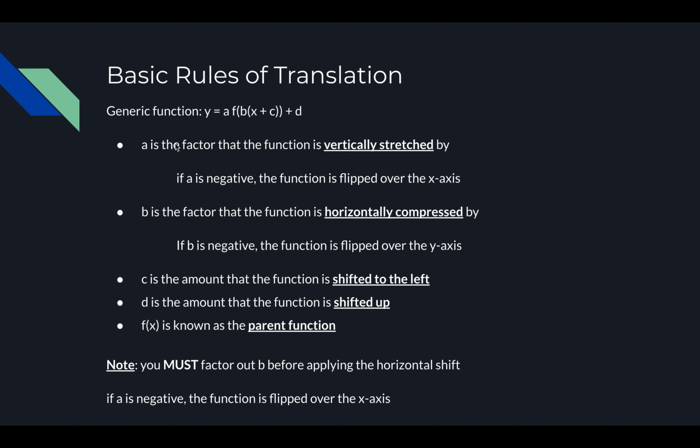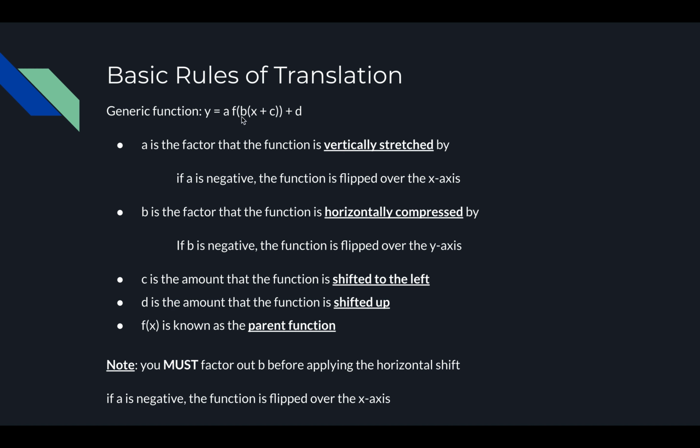For example, a in this generic function is the factor that the function is vertically stretched by, and if a is negative, then that means that the function is flipped over the x-axis. Similarly, b is the factor that the function is horizontally compressed by, and if b is negative, then the function is flipped over the y-axis.